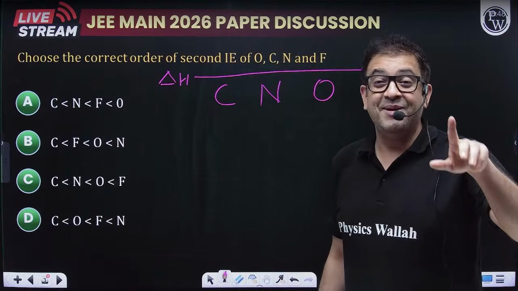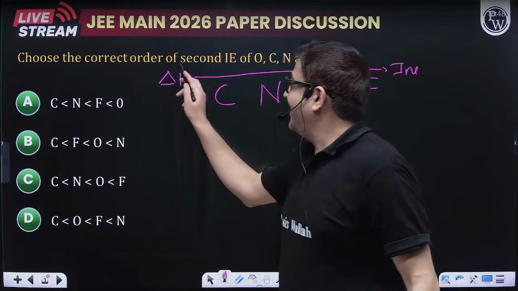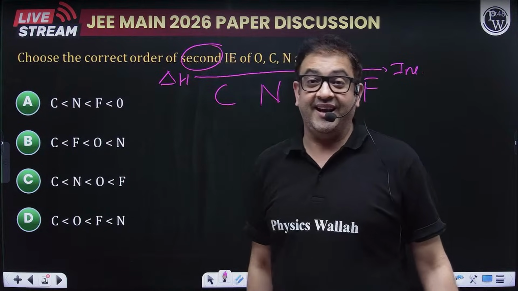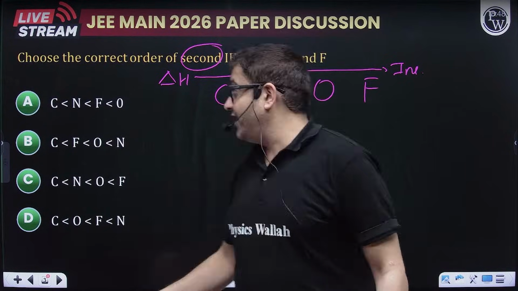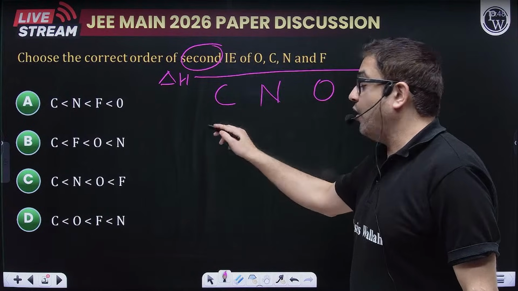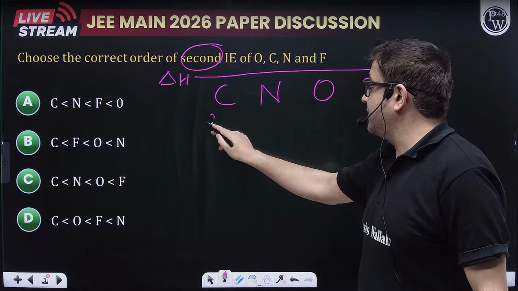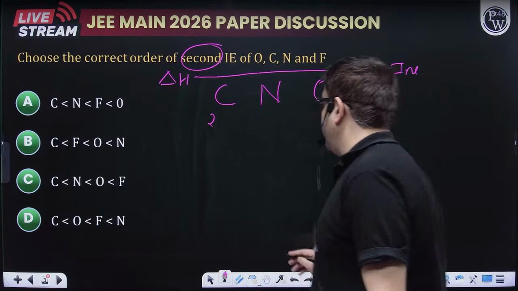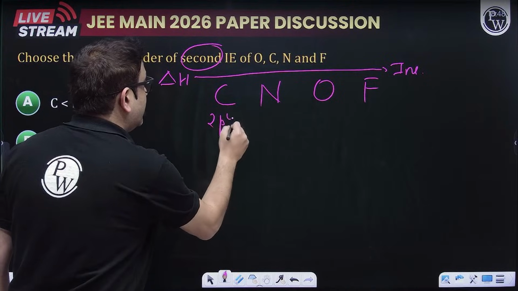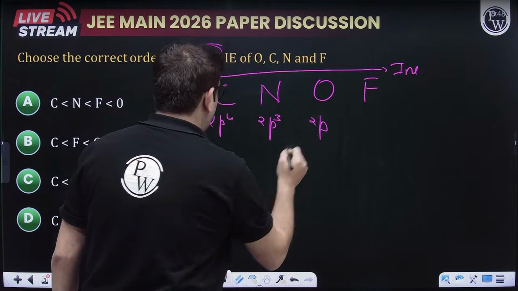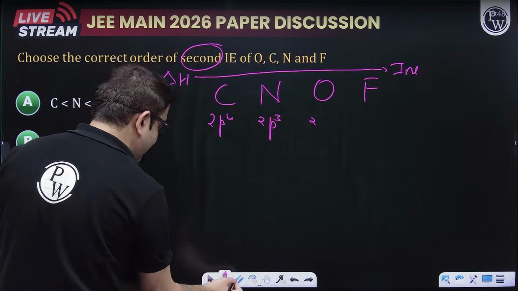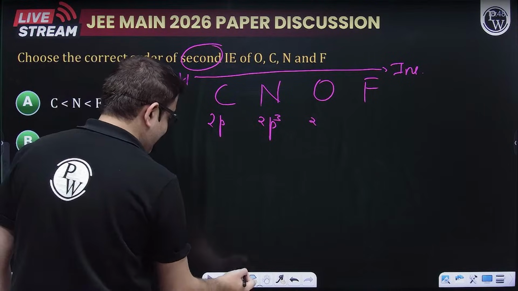Now, they are not asking about the first, they are asking about the order of the second. So what else does it depend on? Sir, beta, the electronic configuration. So let us write the electronic configuration. All have 2s2, but this is 2p4. Oh, I'm sorry. This is 2p3. I am sorry, this is 2p2, beta.